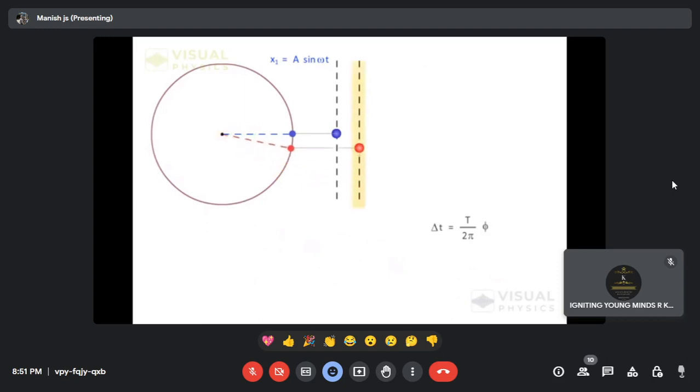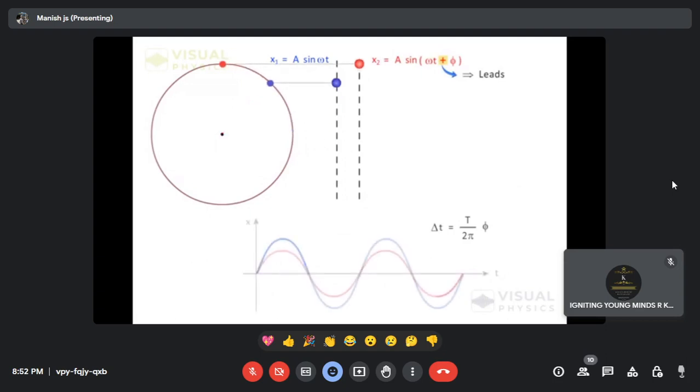If this SHM was ahead by a phase of phi, then its equation will be like this. And as it achieves its maximum value before the first SHM, its graph will be shifted towards left by an equivalent phase difference of phi.